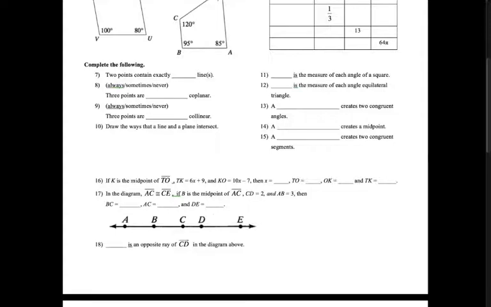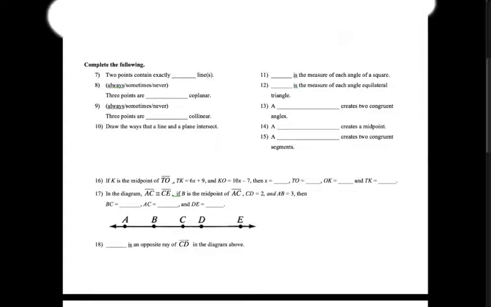2 points contain exactly how many lines? 1. If you got 2 points, you can make a line. 3 points are what? Always, sometimes, or never coplanar. You can either make a line or you can make a triangle. Either way, they are in a plane together. No matter where those 3 points are, they're always coplanar. 3 points are always, sometimes, or never collinear. Well, look what I just did. They are collinear. 3 points here are not, so they're sometimes collinear.